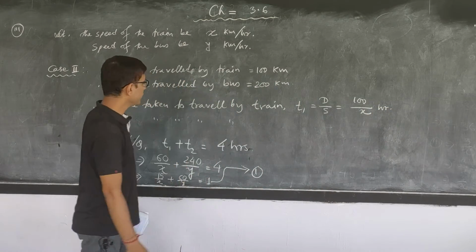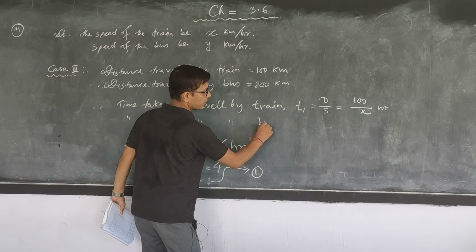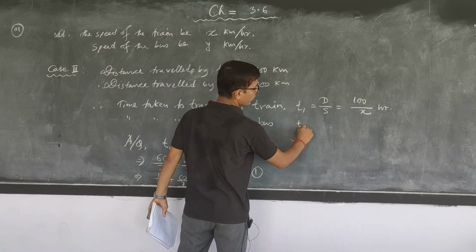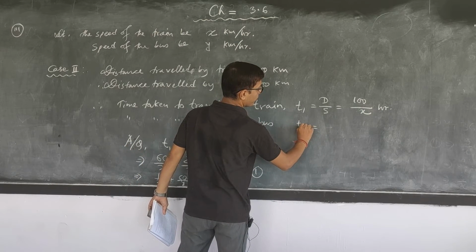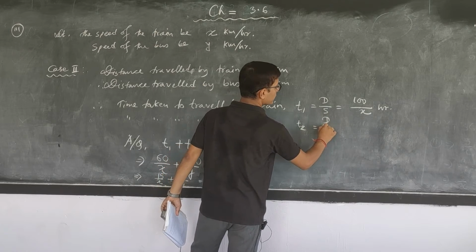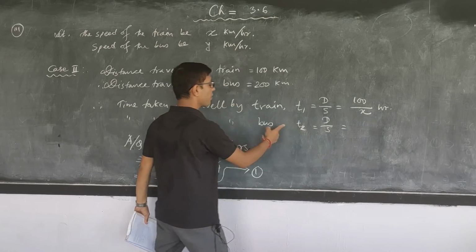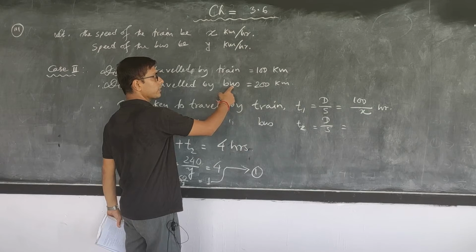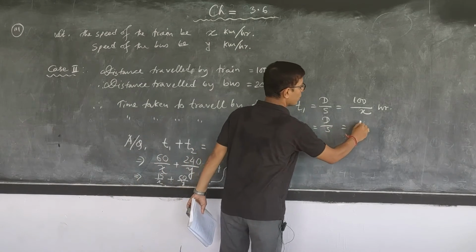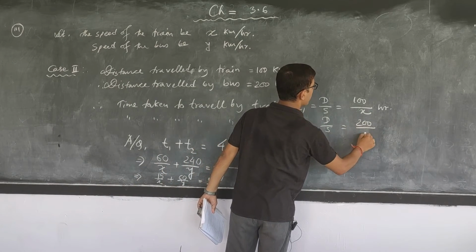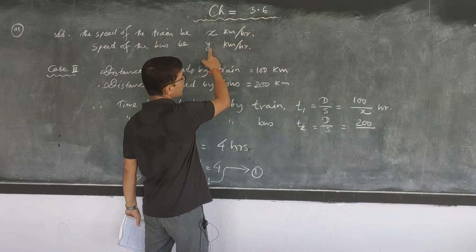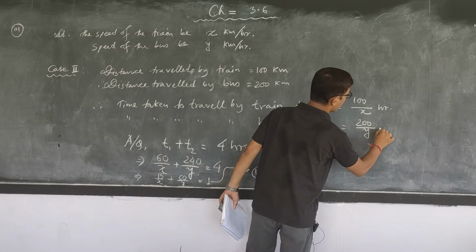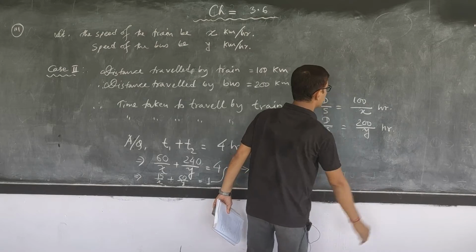And the time taken to travel by bus, T2, that was again distance by speed. What was the distance she traveled by bus? In the second case she traveled 200 kilometers by bus. So distance will be 200. What was the speed of the bus? The speed of the bus was considered as y. So 200 by y. This much hours.